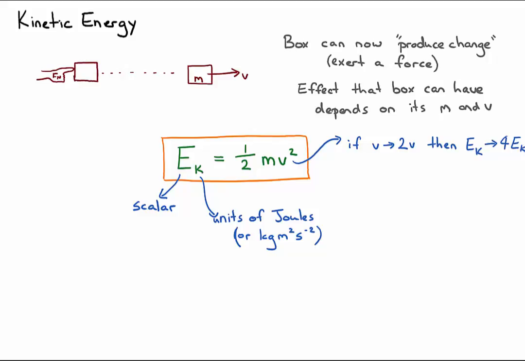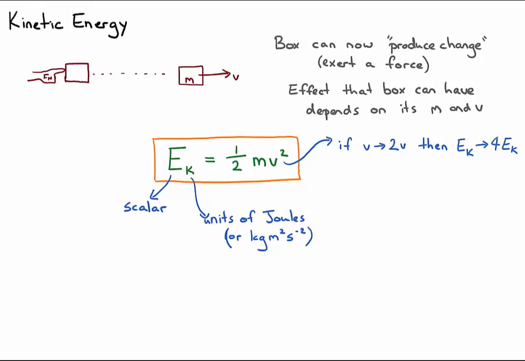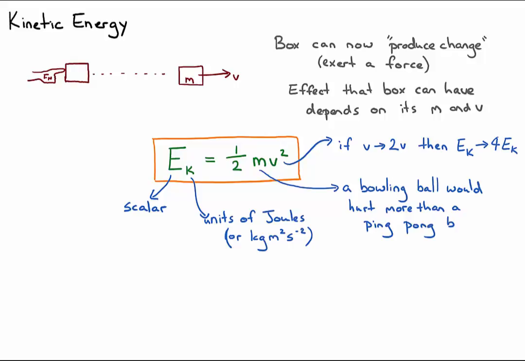And the last point that I want to make here is that, of course, the kinetic energy, or the ability of it to produce change, also depends on its mass, which I've just noted here. And just to highlight that, it's obvious that if you threw a bowling ball at something, then it would produce more change, or would have more of an effect than if you threw a ping pong ball. So it would hurt more if you want to think about energy being pain. So that's kinetic energy.